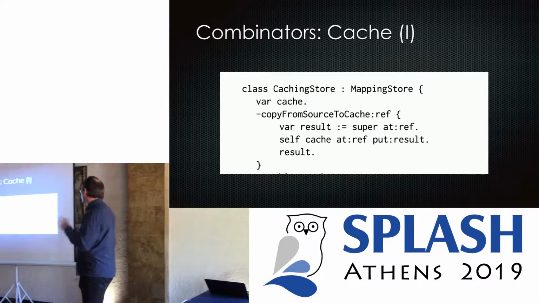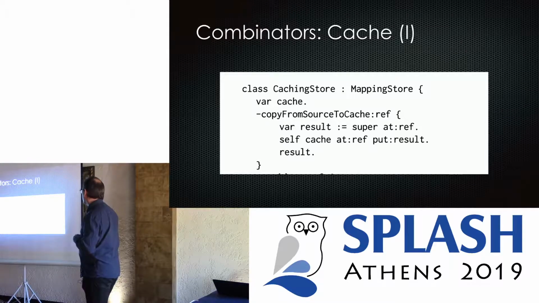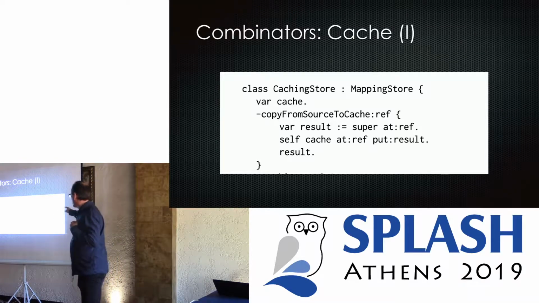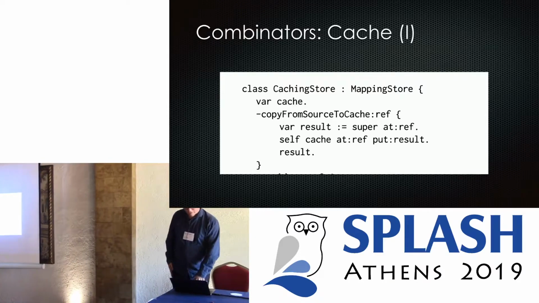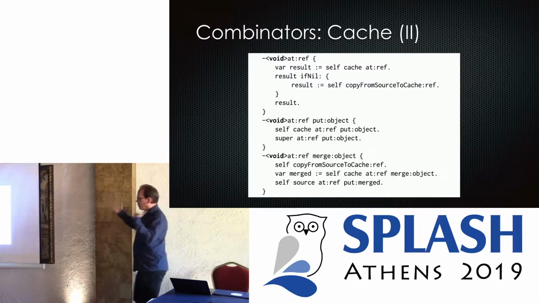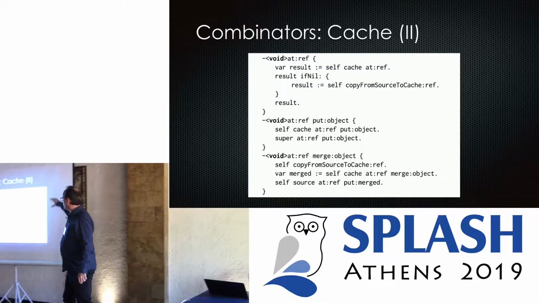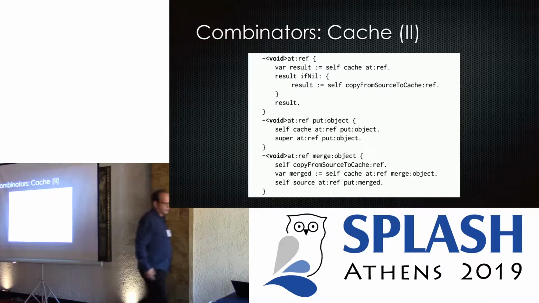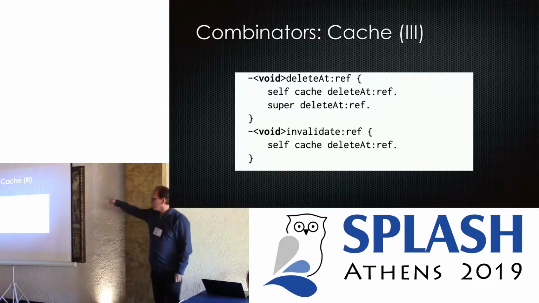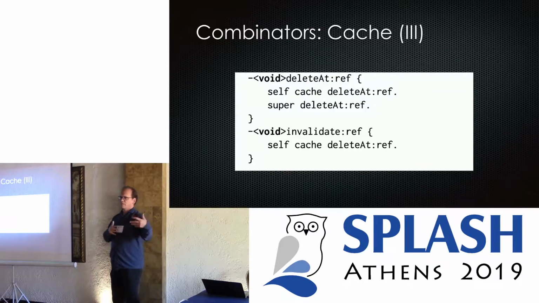to just briefly show you the caching store. The central point pretty much is the copy from source to cache, which is, well, I'm going to fetch from my source, and then I'm going to put the result in the cache as well. Again, it's not rocket science. And then the whole cache just uses that for the get. The put obviously has to put it in the cache and the source, and the merge is very similar to the put. And then we get some additional handling for deletion and invalidation, which just deletes the cache.